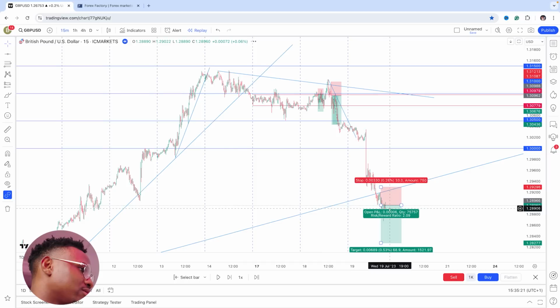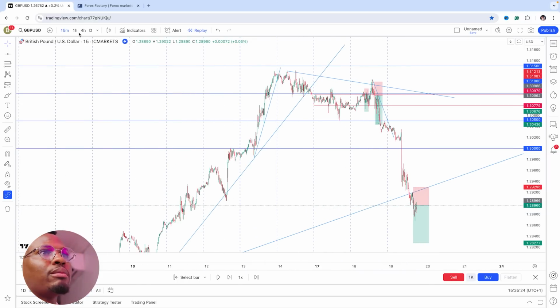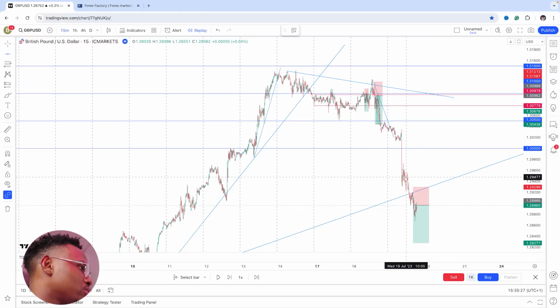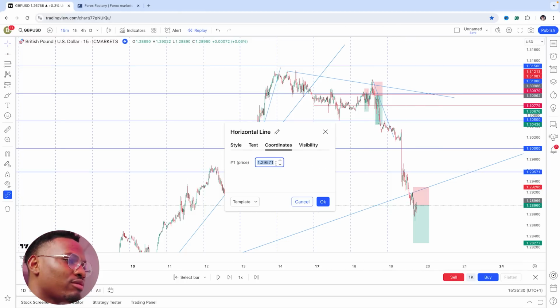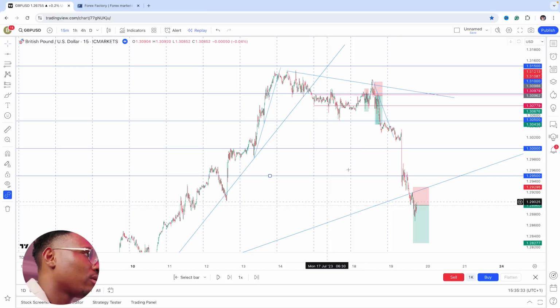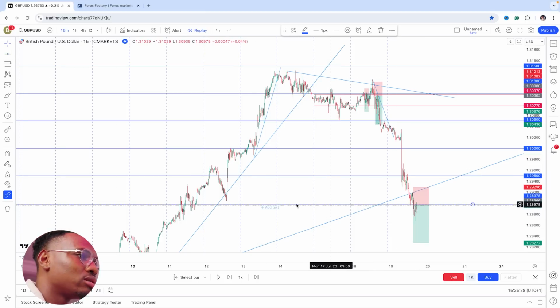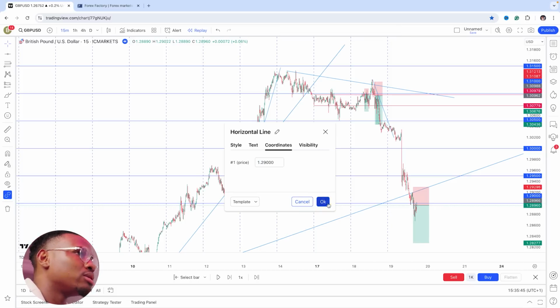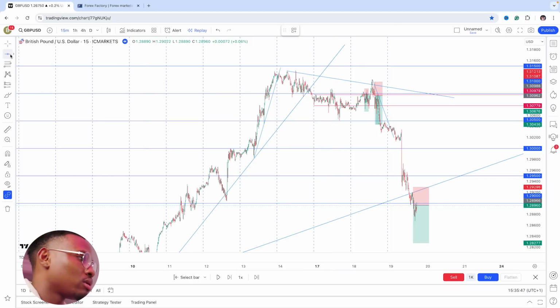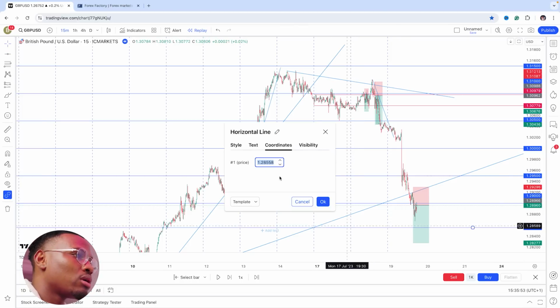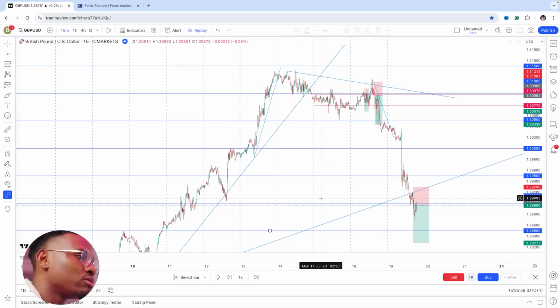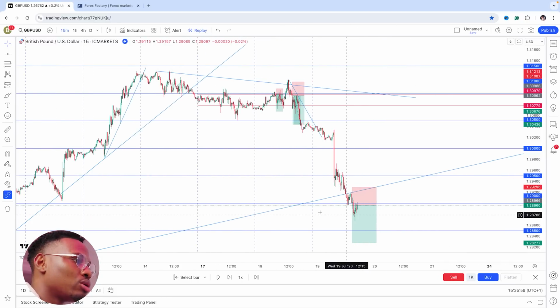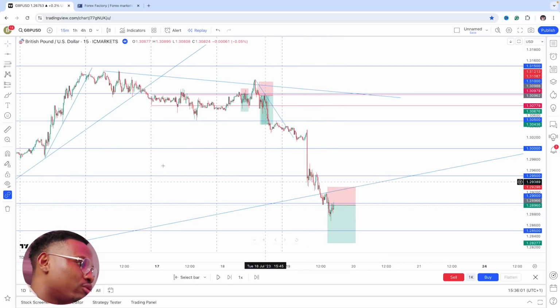Let me add the next psychological level as well to be sure. You are in check. 295. It's always 50 pips far apart. 290. Then the next one should be 285. Okay, so I'm shorting to 285, to be fair, around that 285 region.